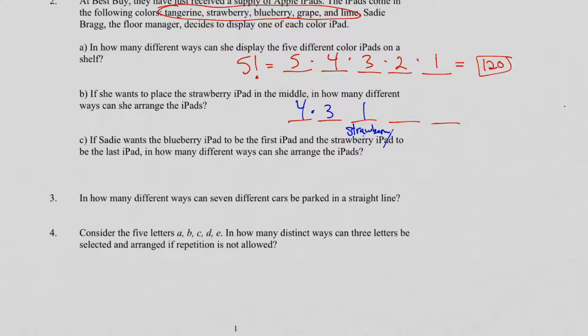Then 3. I got to skip the middle. I already put an iPad there. So 2. And then whatever's left over goes there. So you have one option. So notice how the 1 appears twice. Okay. 12 times 2 is 24. Look how dramatically her options went down once she made a decision about where one was going to go. Went from 120 to 24.